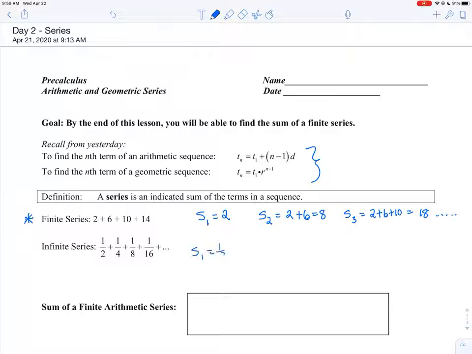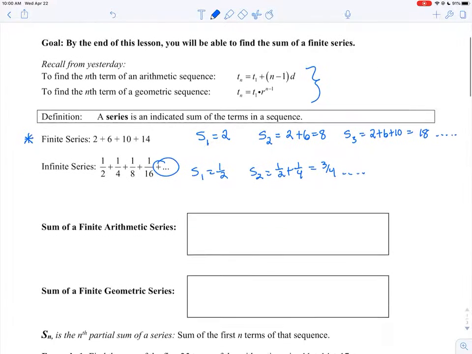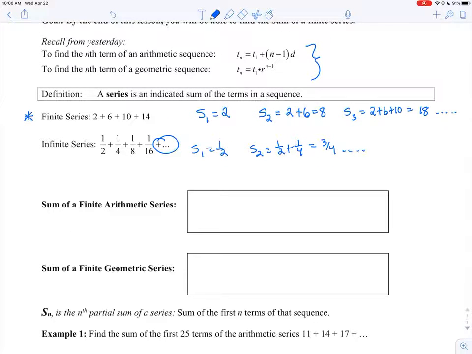S sub 1 would be 1/2. S sub 2 is 1/2 plus 1/4. Obviously, this one gets a little bit trickier because you have fractions, so you'd have to make that 2/4 plus 1/4, so you got 3/4, and obviously you could continue on with that as well. You can see this dot, dot, dot here. That's indicating that this sequence goes on forever. You will learn special rules for that next class. So this class, we just want to focus on our finite series, meaning that these are going to end at some point.